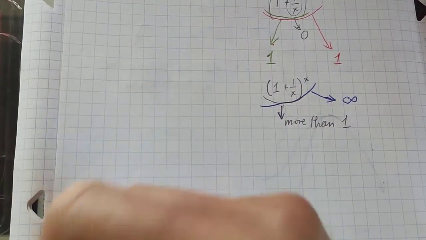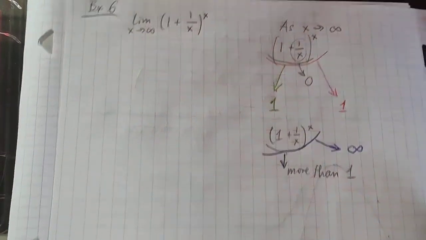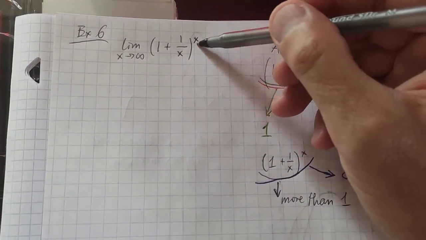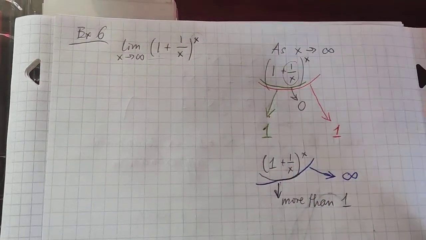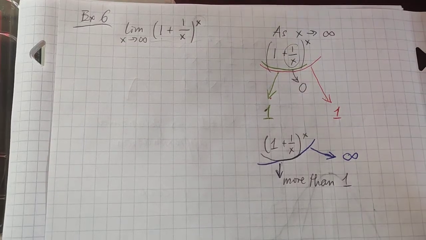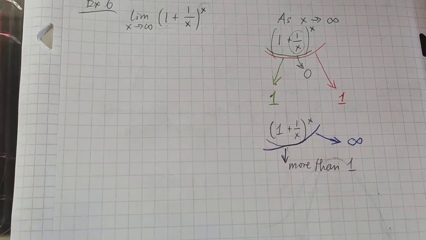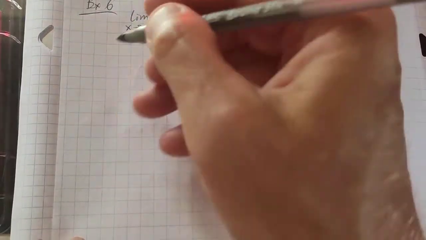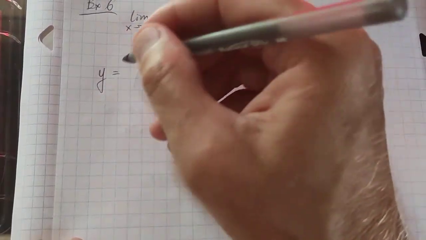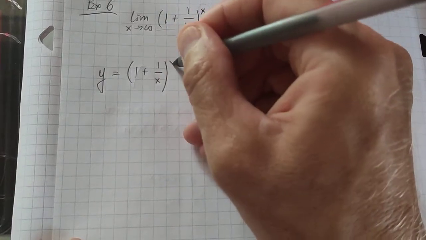The way we need to approach this problem, we need to get rid of that x, right? So this x, if we can put it in the denominator, that would be great, because then we can apply L'Hopital's rule. We need a quotient of two functions. Okay, so let's try to put that in the denominator. So I'm going to just rewrite this function as y equals 1 plus 1 over x to the x power.